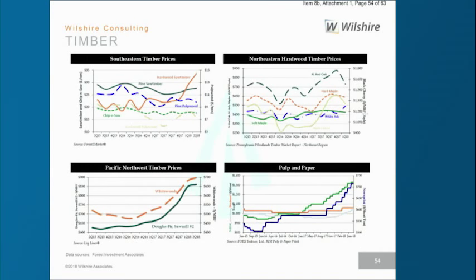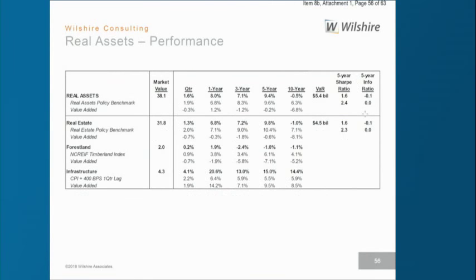So the performance for the Forestland portfolio here is on page 56, but I just wanted to make a few comments about this. As we've been discussing for some time, this portfolio struggled. We know that, largely due to that one asset with lots of concentration in the Southeast timber market. It was hit pretty hard.